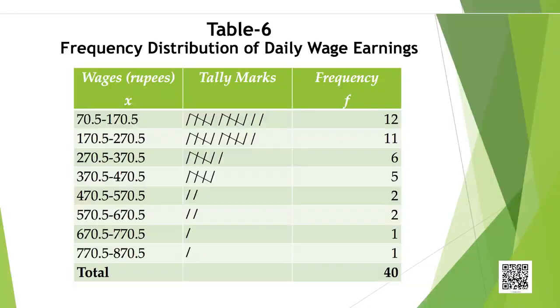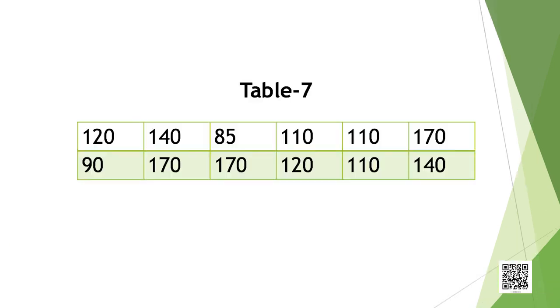For example, look at table 6 once again. In this table, there are 12 values in the class 70.5 to 170.5 which are shown in table 7 on the screen. We assume them all to be equal to the middle value, half of 70.5 plus 170.5, which is equal to 120.5, of the class interval. Thus, the error of grouping in each case is shown in table 7 on the screen.